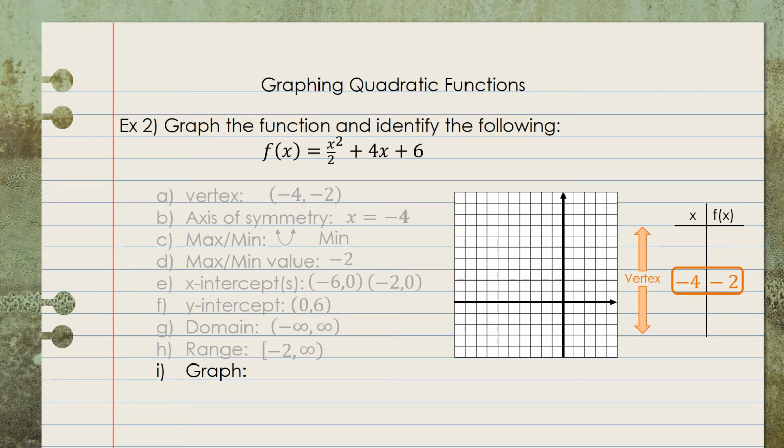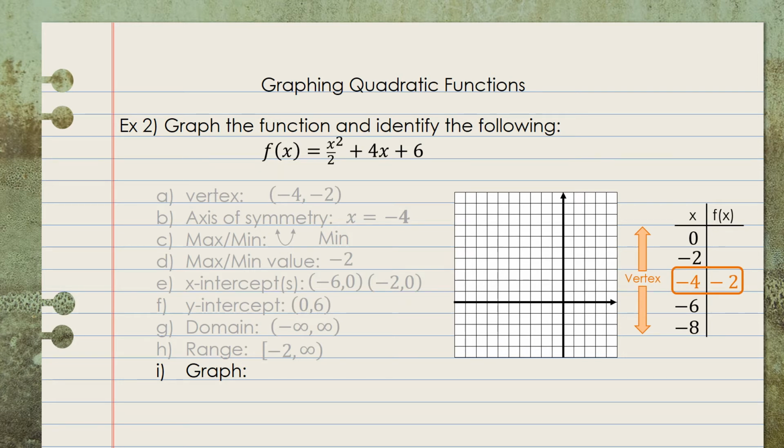Now, here's a helpful hint. Since our function started with a fraction, we want to choose values that are divisible by the denominator. Since our denominator was a 2, that means we want to choose even numbers. So we'd probably choose -2 and 0 and -6 and -8. Those numbers will be able to be reduced easily because they are divisible by the denominator.